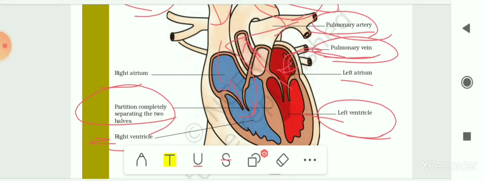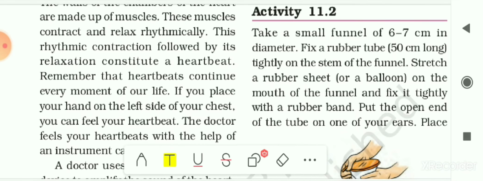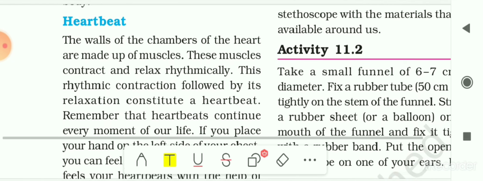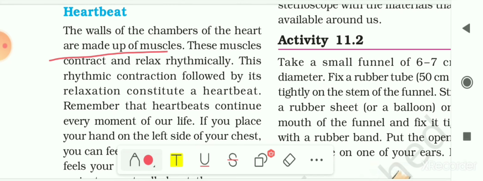So now next let us see about the heartbeat. The walls of the chambers of the heart are made up of muscles. So the walls of the four chambers of our heart are made up of muscles, and these muscles will contract and relax rhythmically. That means they are systematically contracting and relaxing.